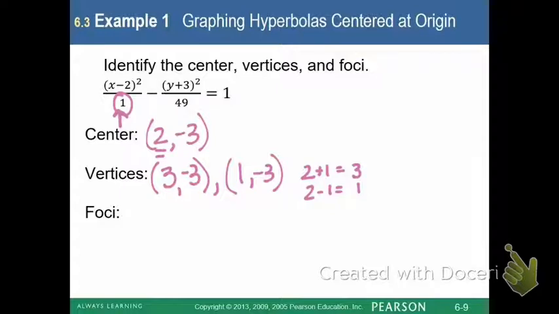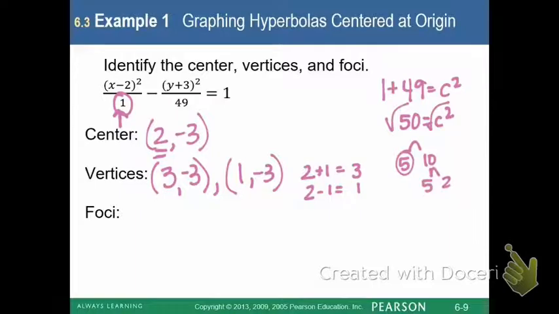And then for the foci, again, it's going to be the x value that's changing when I go back to my center, which is kind of my starting point. So I need to figure out how far left and right I need to move to find the foci. So I use a squared plus b squared equals c squared here. So 50 equals c squared. Okay, break this down. So c is equal to 5 root 2.